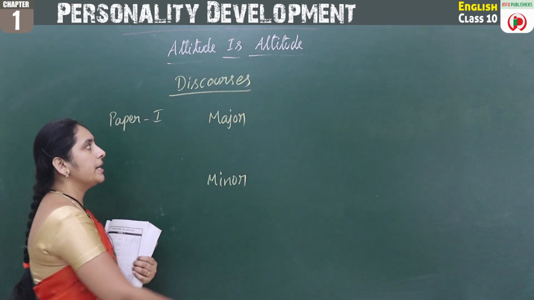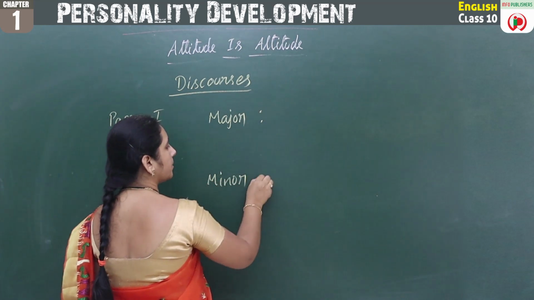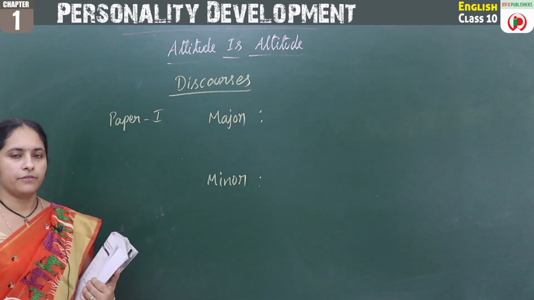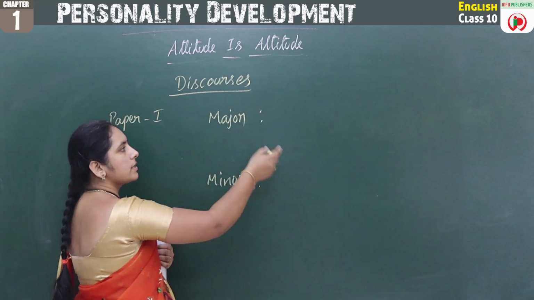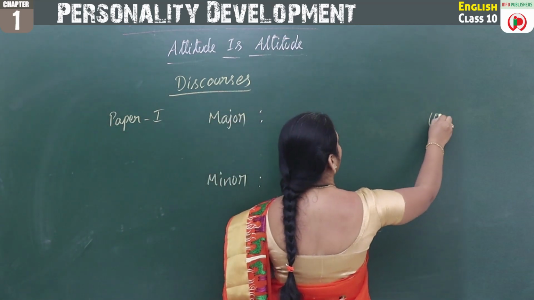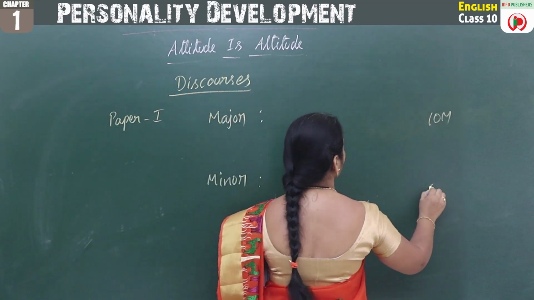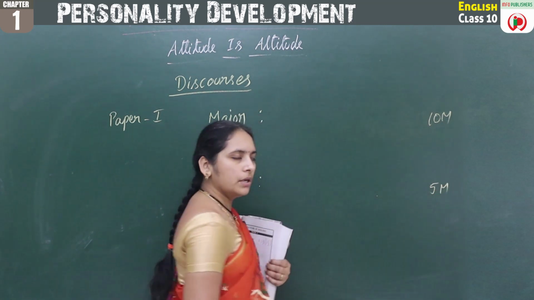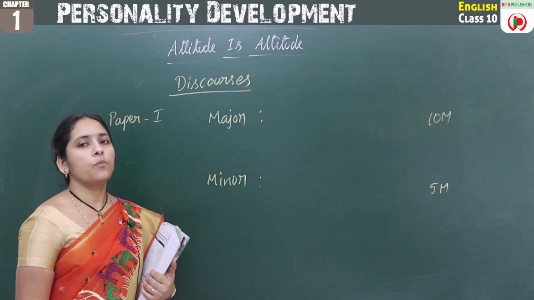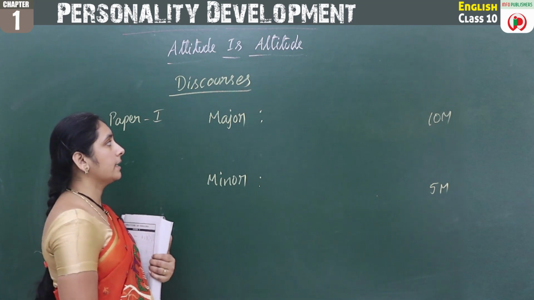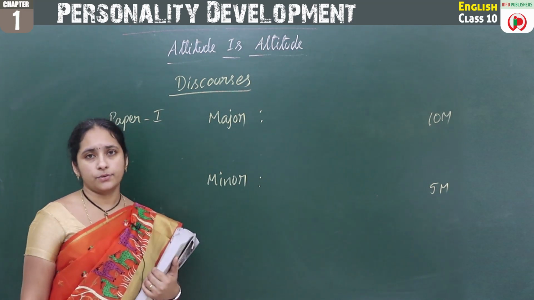Under the major discourses, you get several topics; under the minor discourses, very few. The weightage of major discourses is 10 marks, and minor discourses just 5 marks. Of course, 5 marks are also valuable. So what are the topics under the major and minor discourses?